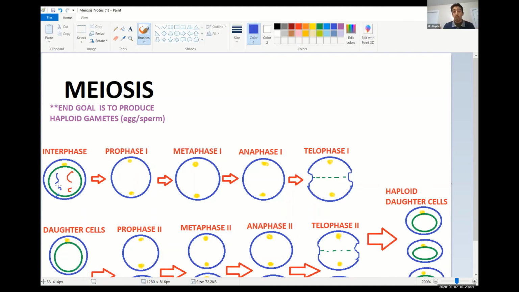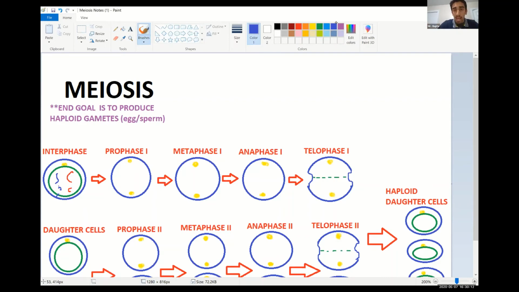In prophase 1, the chromosomes replicate to produce sister chromatids, and the nuclear membrane breaks down. Once again, that blue circle in these diagrams is a cell. The green circle is the nuclear membrane. And the yellow dots are the centrioles that play a role in meiosis.